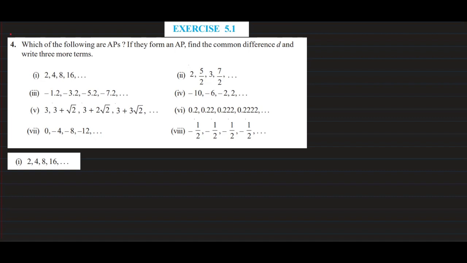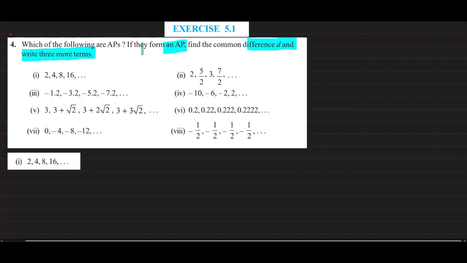So in today's video, let's see how to solve question number 4 of exercise 5.1, chapter 5, arithmetic progression, class 10. Okay. So the question here is, which of the following are APs? If they form an AP, then find the common difference and also write 3 more terms. Very easy question. They have given us a list of numbers. We'll first have to find if they form an AP. If yes, then we'll have to find 3 more terms for them.